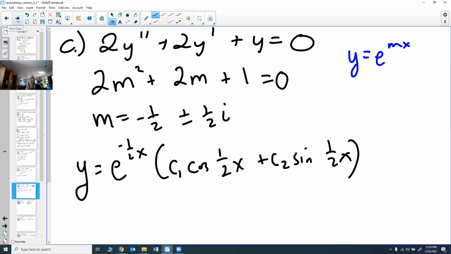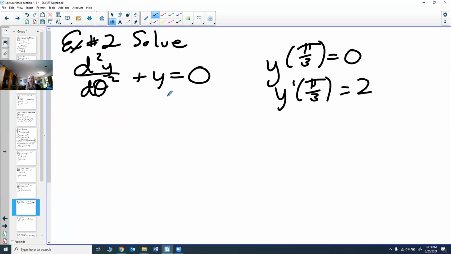And that's all there is to this. It's kind of a memorization of which form it is. If you want to derive it each time, we can derive them all. You can do that, and that's fine. Let's do just one more. This will be an initial value problem.